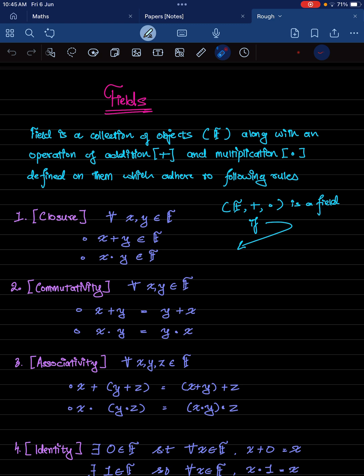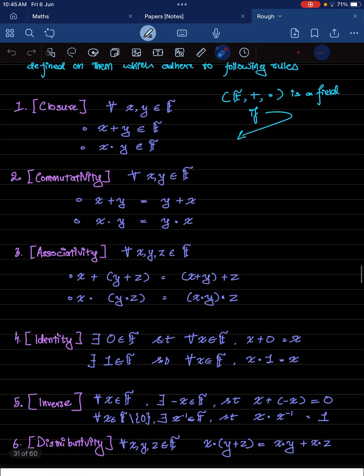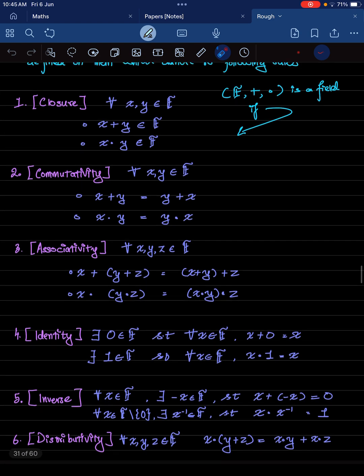Okay, let's begin. So a field is a collection of objects, and that collection of objects I'll denote by this blackboard bold F. And along with this collection of objects F, we have the addition operation and the multiplication operation defined as well, and these operations adhere to a few rules. So in short, a field is any triplet looking like this with a collection of objects F and an associated two operations of addition and multiplication, and these follow these six rules.